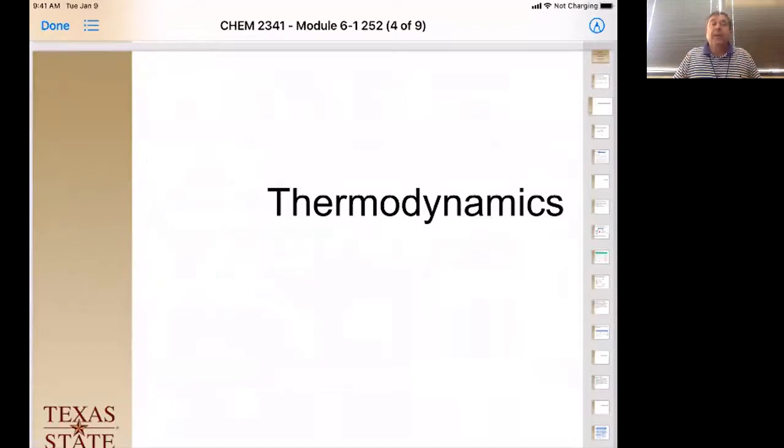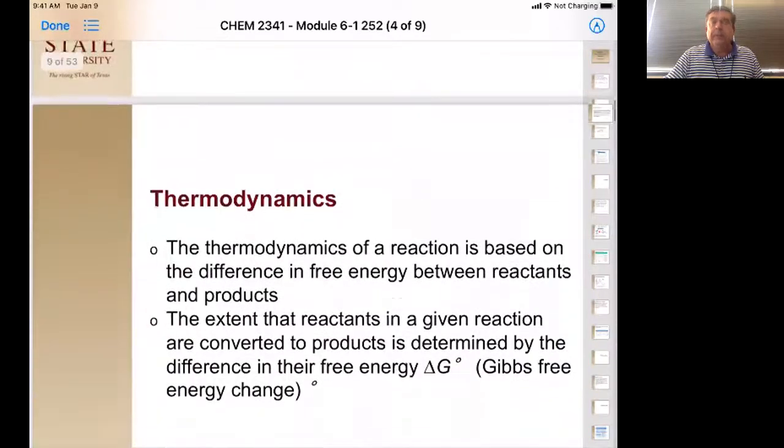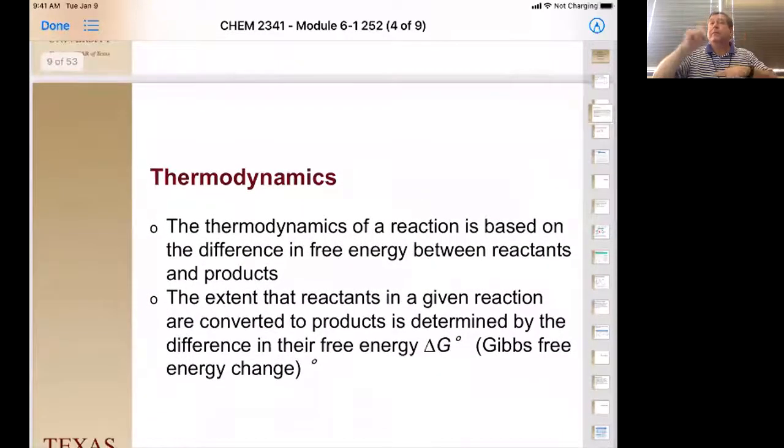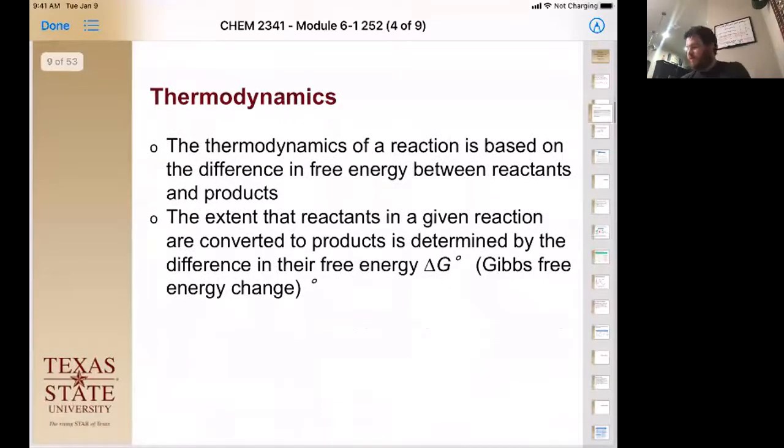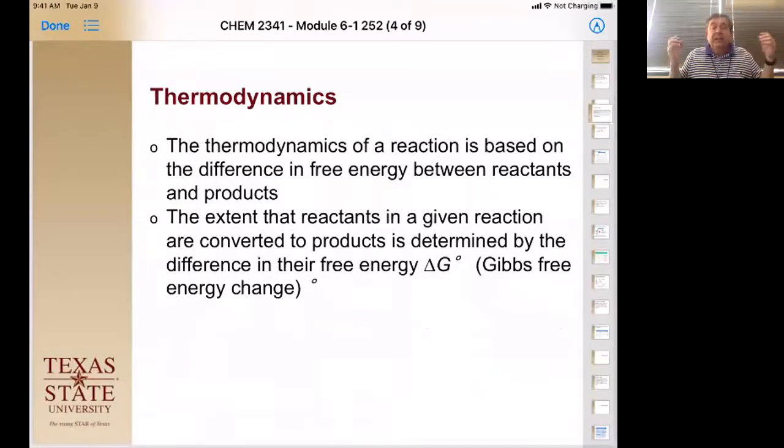Thermodynamics, don't be scared. We don't have to do any calculations. Thermodynamics is just giving us a framework on why the reaction is progressing the way it does. And if we have competing reactions, which product is going to be favored? Is it thermodynamically favored or kinetically favored? And so we're going to talk about that. So thermodynamics is basically the difference in energy between the starting materials and the products. So we're looking at the difference in energy.